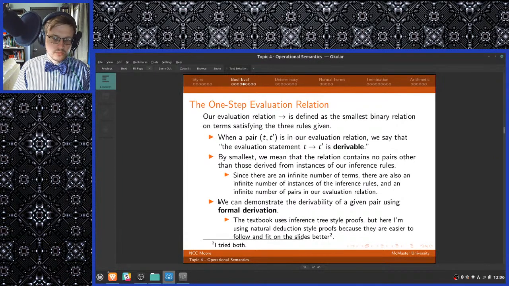So, we can demonstrate the derivability of a given pair using formal derivation. So, this is formal in the Dr. Farmer sense.